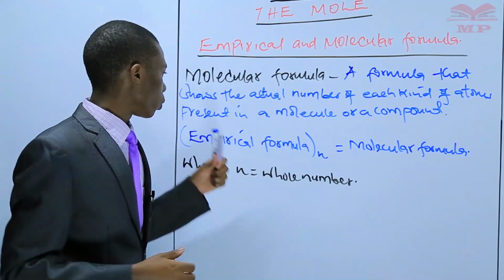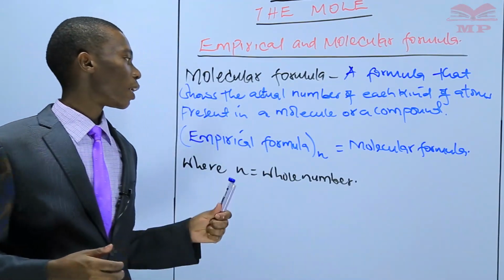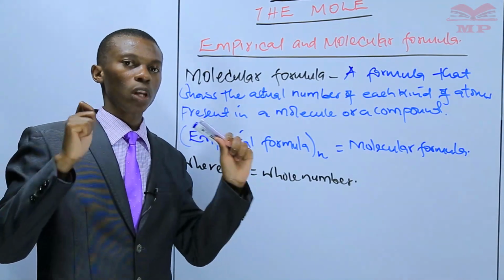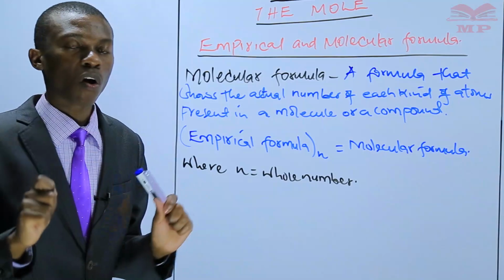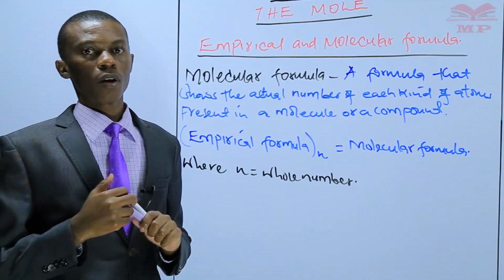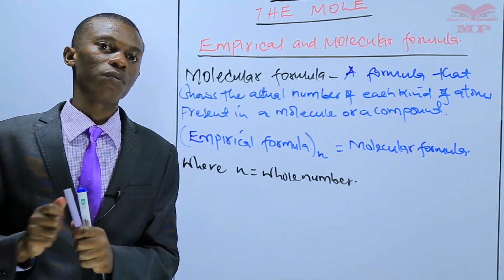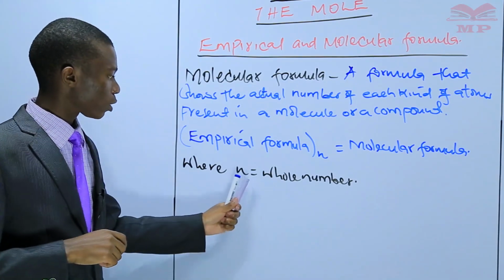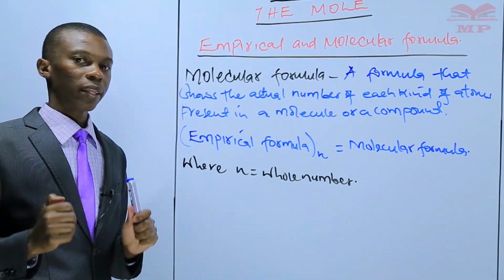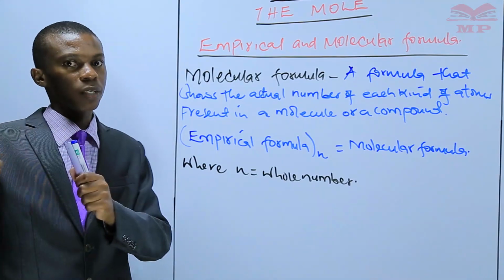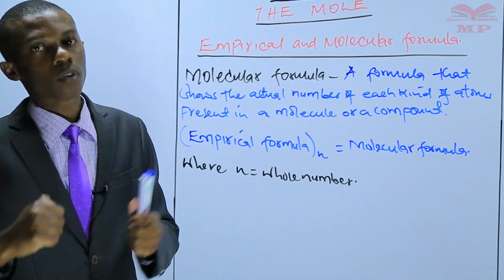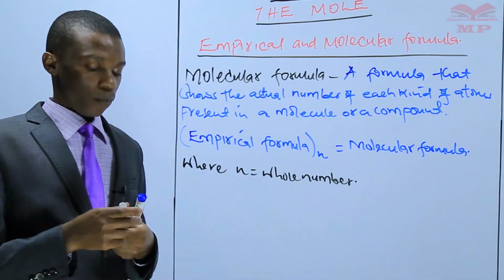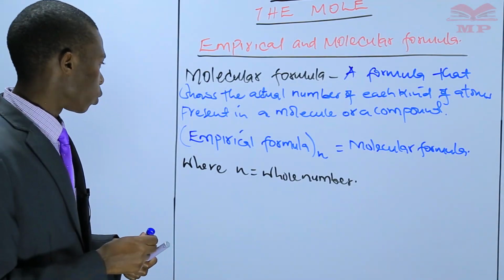Therefore, you can get the molecular formula when you know the empirical formula, because the molecular formula is usually a multiple of the empirical formula. That's why N is a whole number. It means that the empirical formula will be multiplied by 2, by 3, by 4, or by 5 to get the molecular formula. I want us to do some examples.